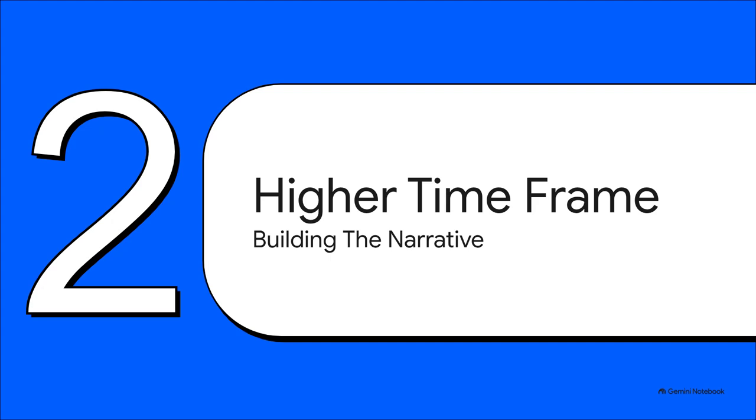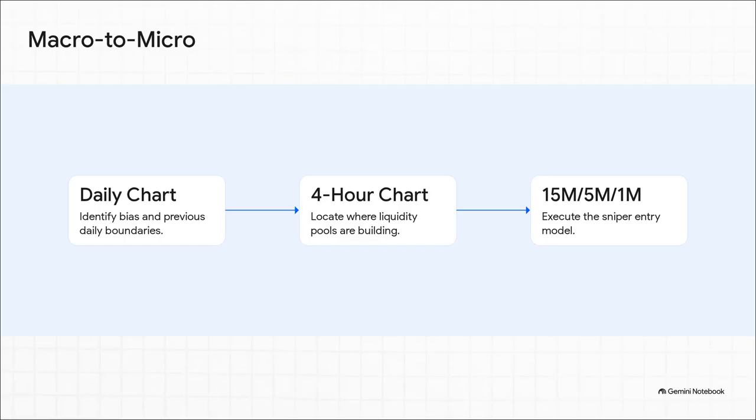Moving right along to section 2, higher timeframe narrative. This is where we build our story. Listen, you absolutely cannot snipe these precise entries on a 1-minute chart if you don't know the broader story. You just can't. We have to use a macro to micro funnel. Step 1, go to the daily chart. Find your macro bias and your previous daily highs and lows before you even think about zooming in. Step 2, drop down to the 4-hour chart. This is where you locate exactly where those early trader liquidity pools are building up. And finally, step 3, that's when we drop down to the 15-minute, 5-minute, or 1-minute charts for the actual precise execution.